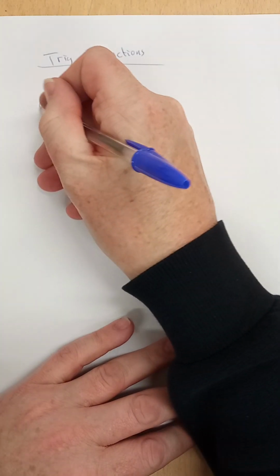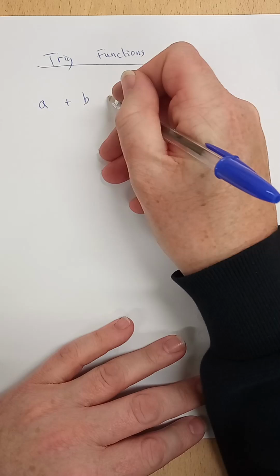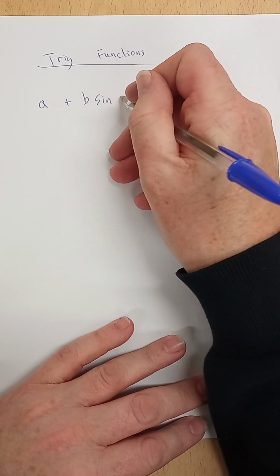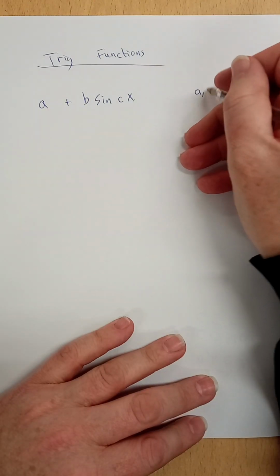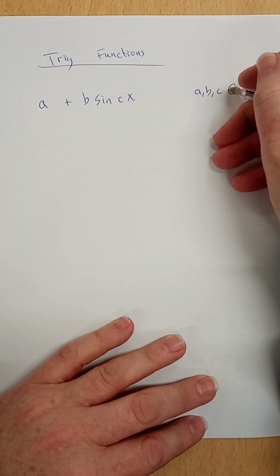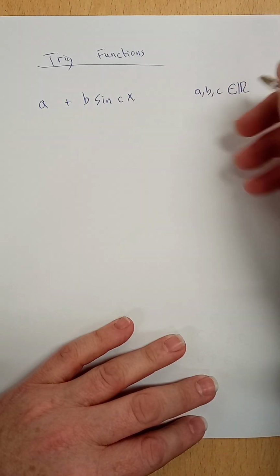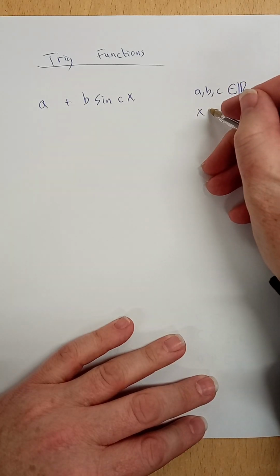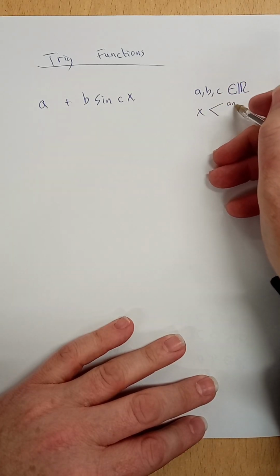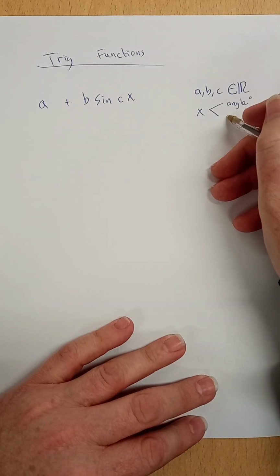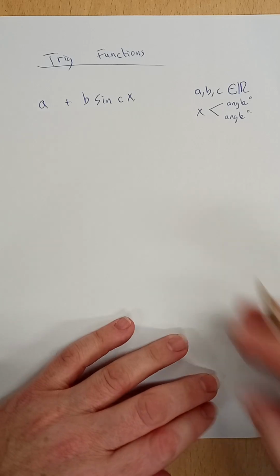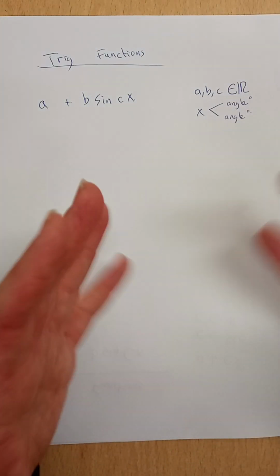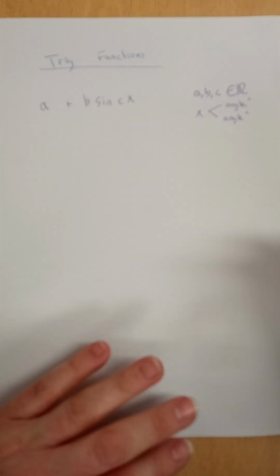So the basic structure is a plus b times the sine of cx, where a, b, and c are elements of the real numbers, and where x is either going to be an angle in degrees or an angle in radians. Okay, so I'm going to show you what I mean by this by having a look at a couple of different ones.